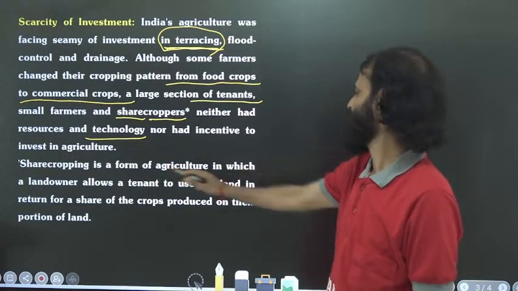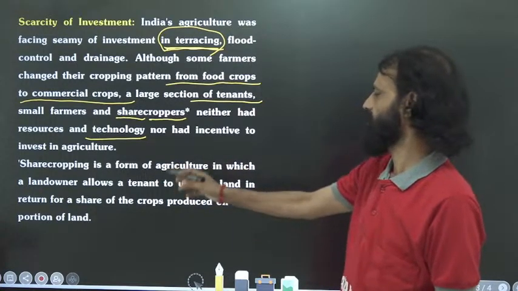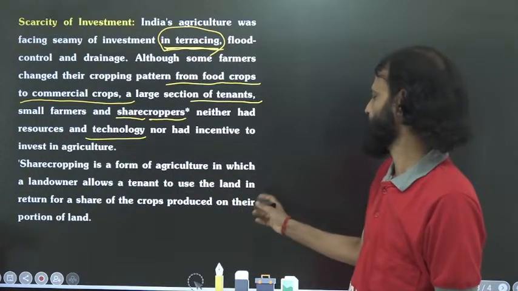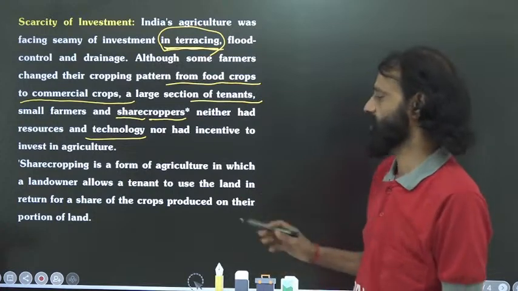Sharecropping is a form of agriculture in which a landowner allows a tenant to use the land in return for a share of the crops produced on their portion of land.